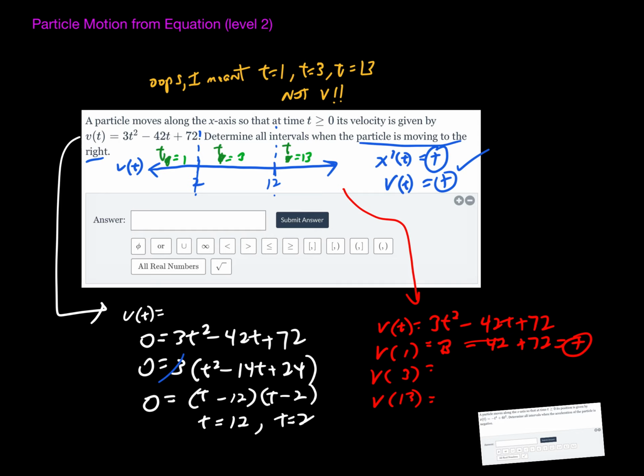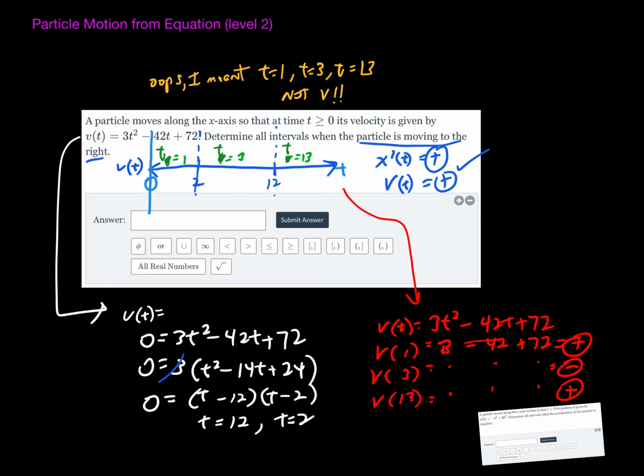Now, when you plug in a 3 in here, what that's going to do is generate a negative number. And when you plug in a 13, that generates a positive value. So let's see what we have here. Oops, I forgot. We don't go on forever. Here's our time. That is 0. Okay, so we're going to stop at 0.